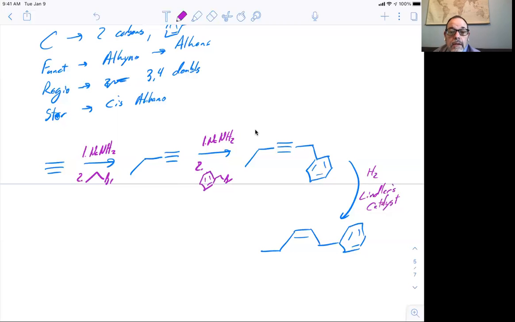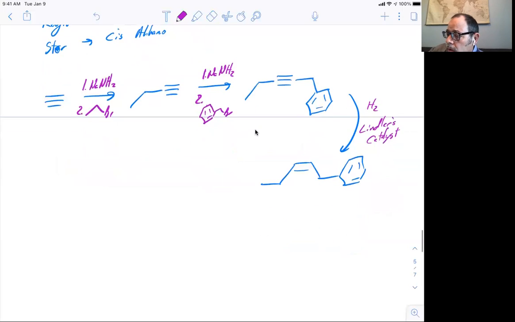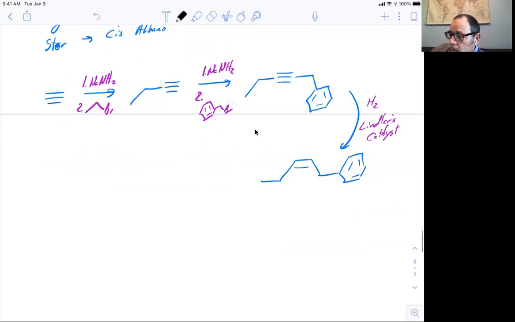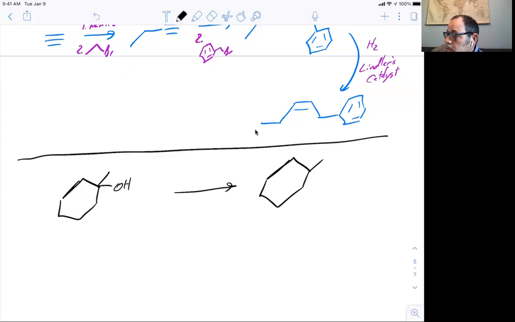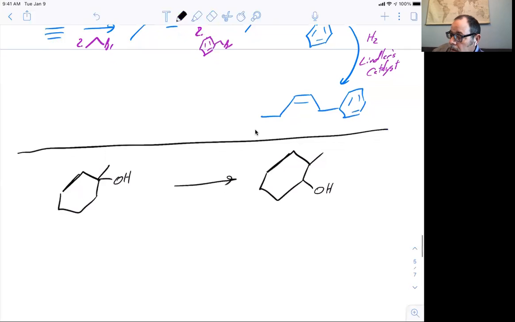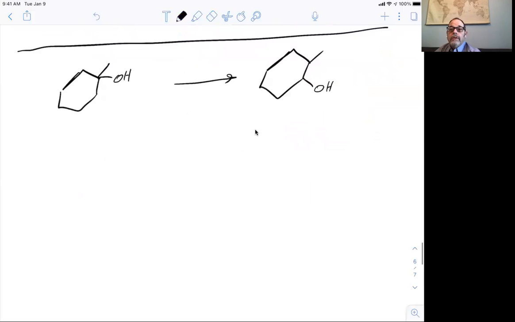Okay. Any questions about this one? And we've seen these before. So we saw these in the previous chapter. We'll look at another one a little bit more complicated in a second. Okay. Again, let's take a couple of minutes. Let's look at this one.